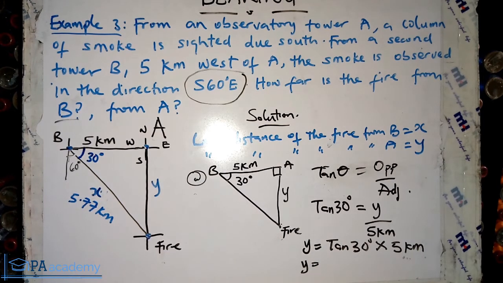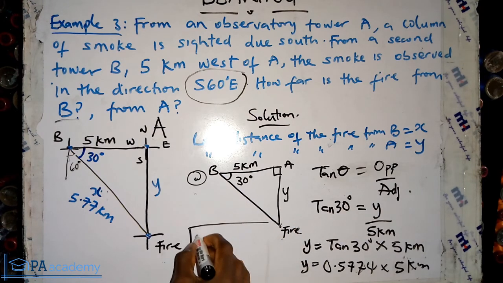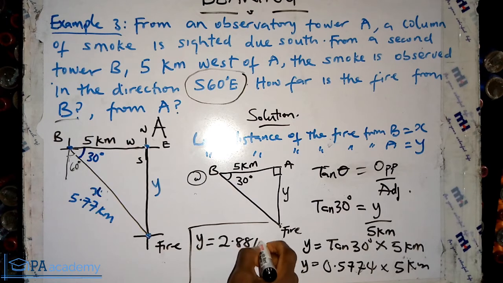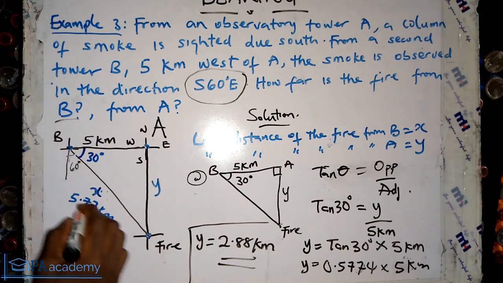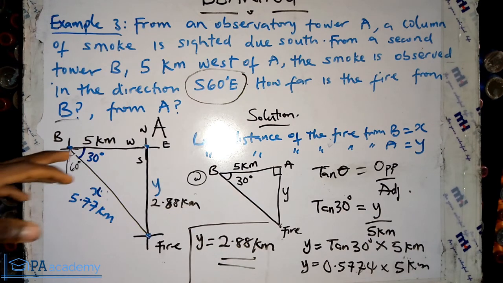So our y is equal to, let's look for the value of tan 30. Tan 30 will give us 0.5774, then times 5 kilometers. So let's multiply 0.5774 multiplied by 5. That will give us, let me write it here, our y equal to 2.88, then the unit kilometers, and that is the value for our y. So with that, we've been able to get the value of our y to be 2.88 kilometers.